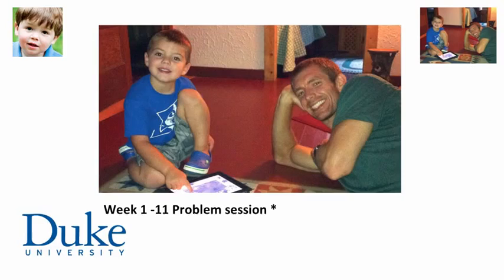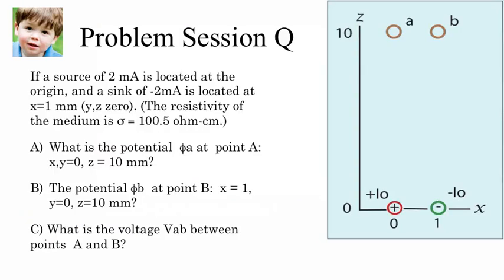I thought it would be useful to have a problem session. Let's see if we can work the following problem. Suppose we have a source right here, and just 1 millimeter away, we have a sink right there. What is the potential that results from this source and sink at this point up here, A? And what is the potential that results from this source and sink at this point, B?